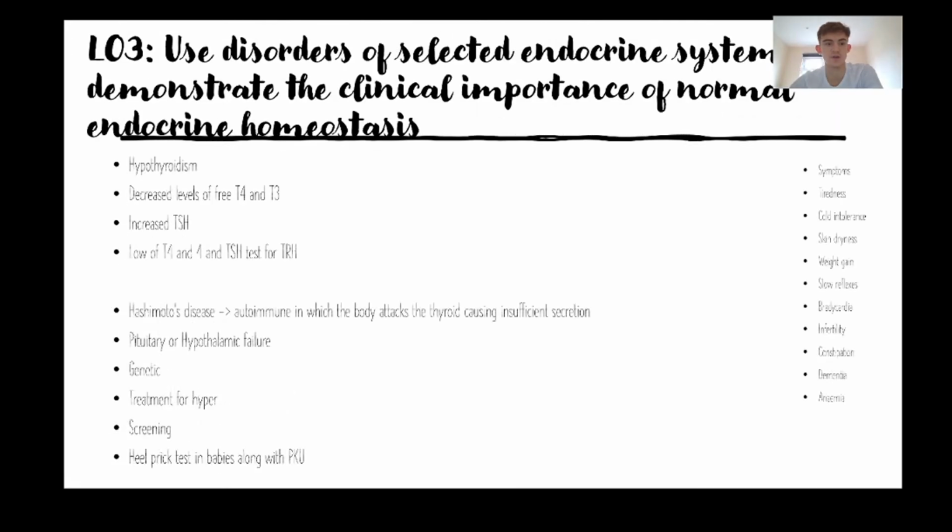Firstly, we've got hypothyroidism, so too little. We've got decreased levels of T4 and T3, and because they're decreased, the pituitary will sense that and therefore increase its production of thyroid stimulating hormone to try and make up for that deficit. So if we've got low levels of T4 and T3, and TSH, test for thyroid releasing hormone. If we've got low T4 and T3, and the pituitary doesn't recognize that and TSH is still low, then we know the problem is somewhere further up.